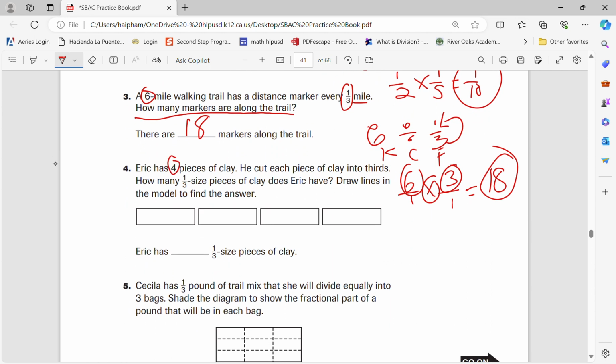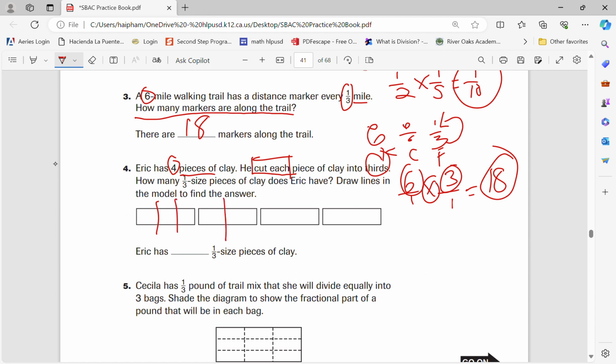Eric has 4 pieces of clay. He cut each piece into thirds. How many thirds pieces of clay does Eric have? Draw lines in the model to find your answer. So this time we have 4 pieces of clay, and we're going to cut it into thirds. To make thirds, we're going to use 2 lines.